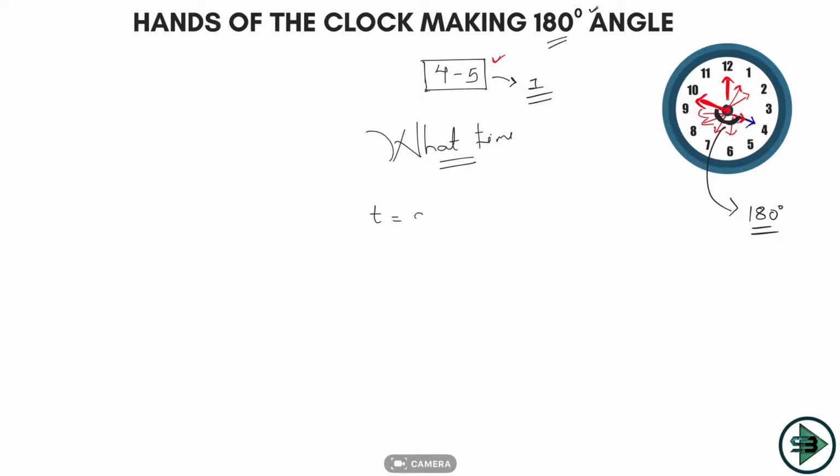Time is equal to distance upon speed. Speed always remains what? 11 by 2. So I will write it here. Distance. What was the distance traveled by the minute hand in case of a coincide? 120 degrees, right? It has to take this entire 120 for coincide. What is the distance that it travels for making the angle of 90 degrees for the first time?